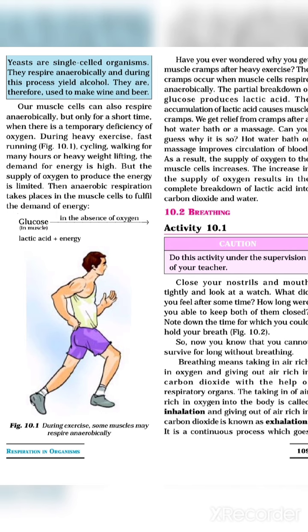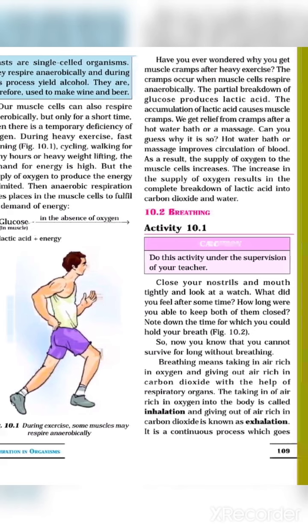If more and more lactic acid accumulates in the muscles, it leads to muscle cramps. So in order to get relief from the muscle cramps, we need to apply what? Heat. We need to apply a massage with oil, or else take a hot water bath, which in turn helps to improve the circulation of blood. As a result, the supply of oxygen to the muscle cells increases. The increased supply of oxygen results in the complete breakdown of the lactic acid into carbon dioxide and water. So again that leads to aerobic respiration. That is what we discussed in the previous class.